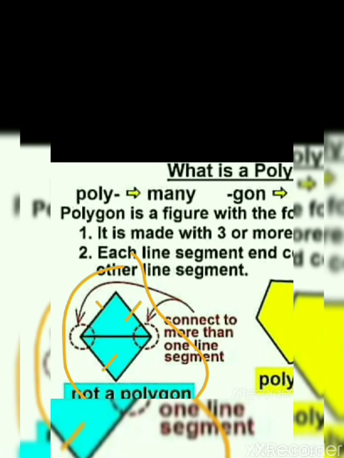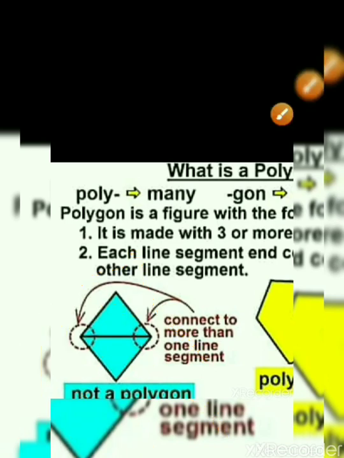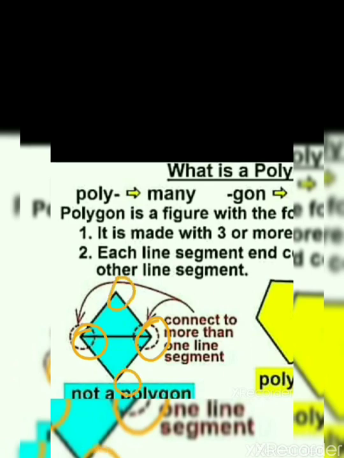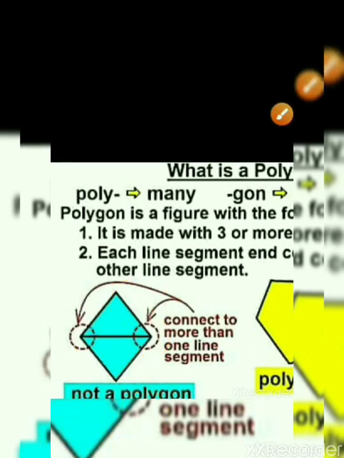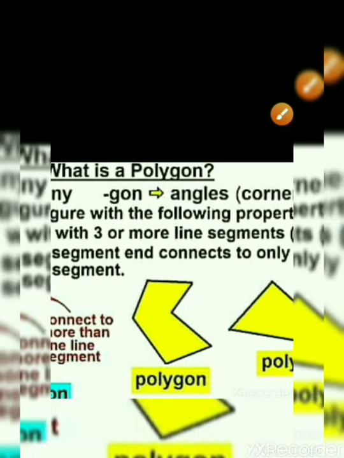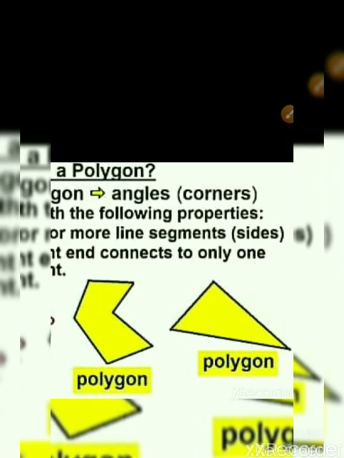You will say, ma'am, it has 4 sides and angles are there. But the second line says that each line segment is connected to only one other line segment. But in this one, at this point 3 lines are there, and in this one also 3 line segments are meeting, but it should be only 2 line segments, meaning only two line segments should meet at a point, but in this one 3 are meeting at a single point, so this is not a polygon, whereas this one is a polygon and this one is also a polygon.